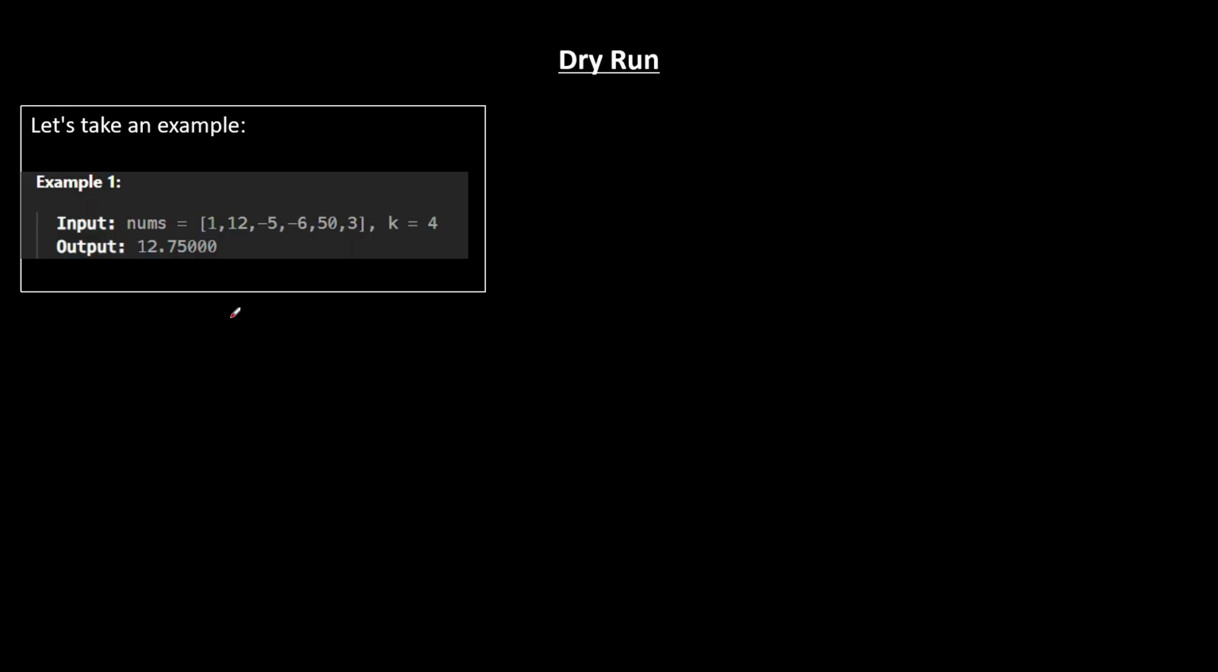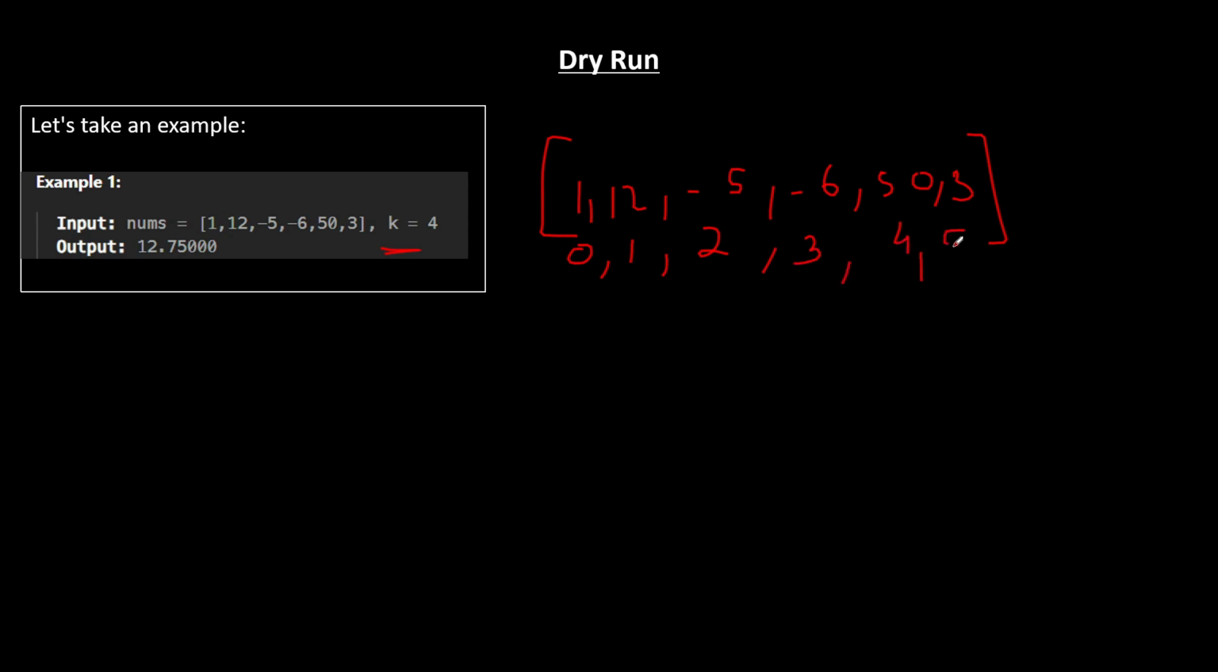Now, since you have the understanding of the code, let's look at the dry run of the example. Let me create it much bigger here: 1, 12, -5, -6, 50, and 3. Okay. The window has to be of size k = 4. Index 0, index 1, index 2, index 3, index 4, index 5. Okay.